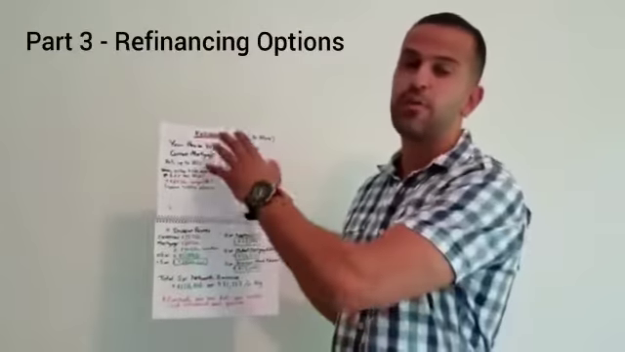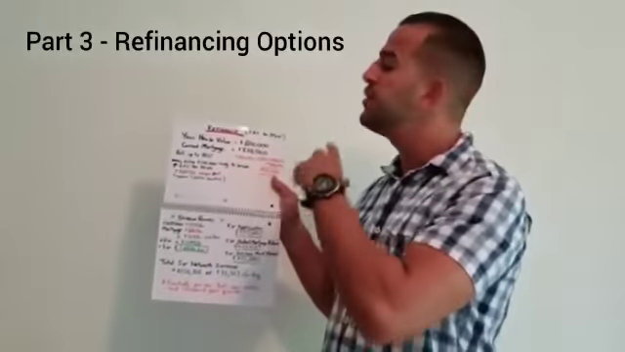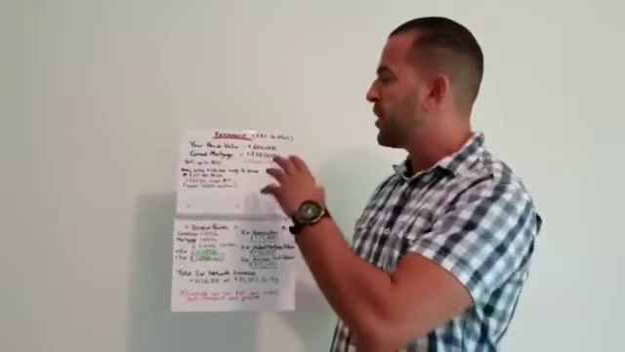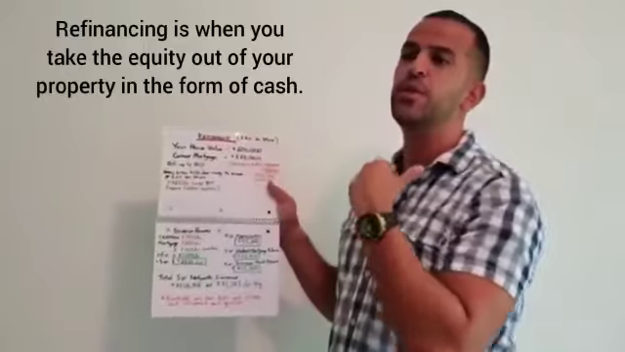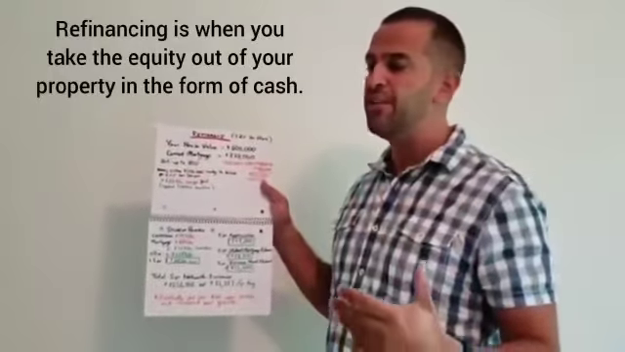In this part 3, we're going to talk about the option of refinancing. So again, using that same student rental property, we're going to talk about the option of refinancing. Refinancing is when you're actually pulling equity out of your property in the form of cash.